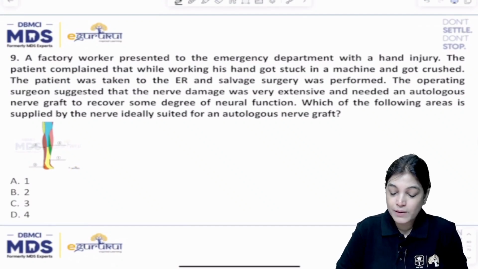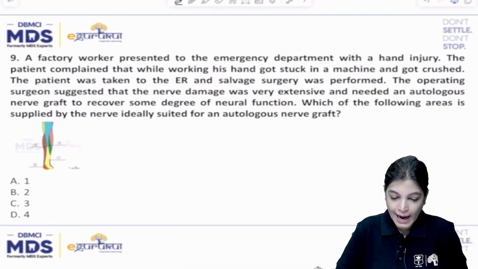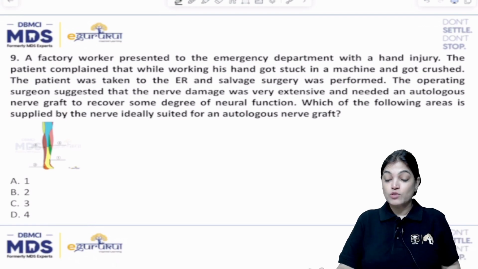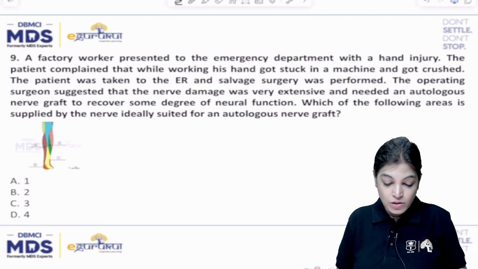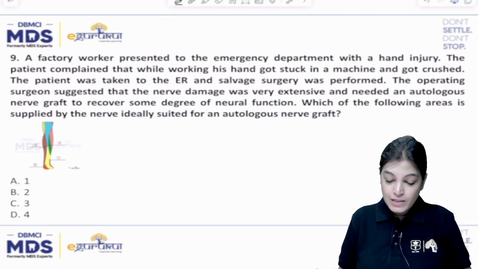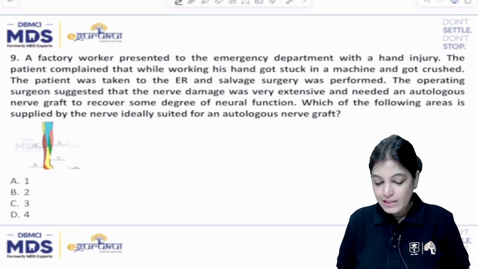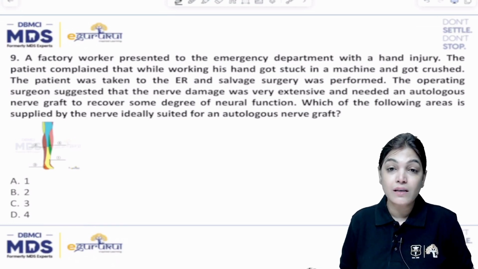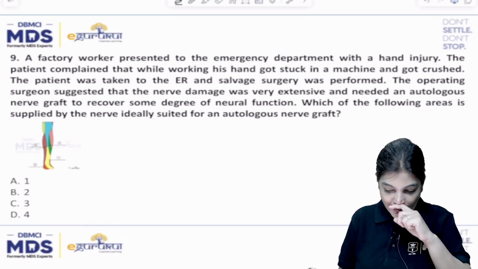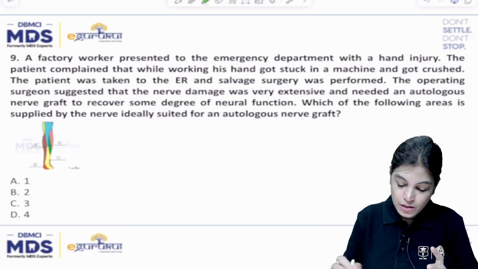A factory worker presents to the emergency department with a hand injury. The patient complained that while working, his hand got stuck in a machine and got crushed. The patient was taken to the emergency room and surgery was performed. The operating surgeon suggested that the nerve damage was very extensive and needed an autologous nerve graft to recover some degree of neuronal function. Which of the following areas supplied by the nerve is ideally suited for the autologous nerve graft? So that is what has been asked in this MCQ.